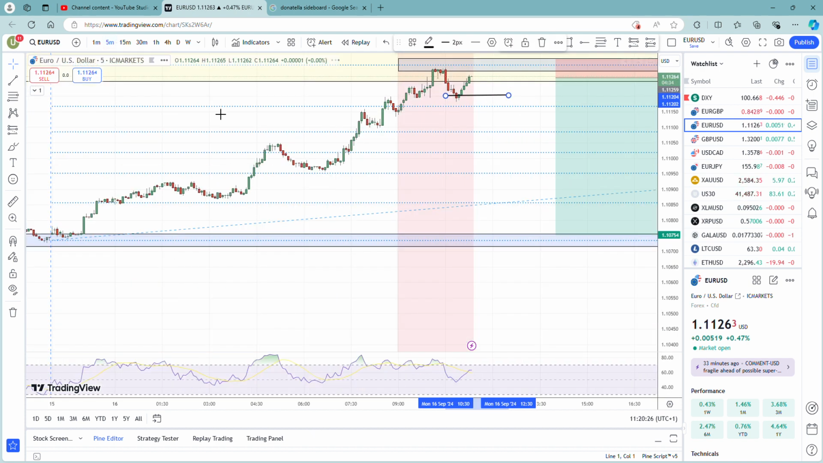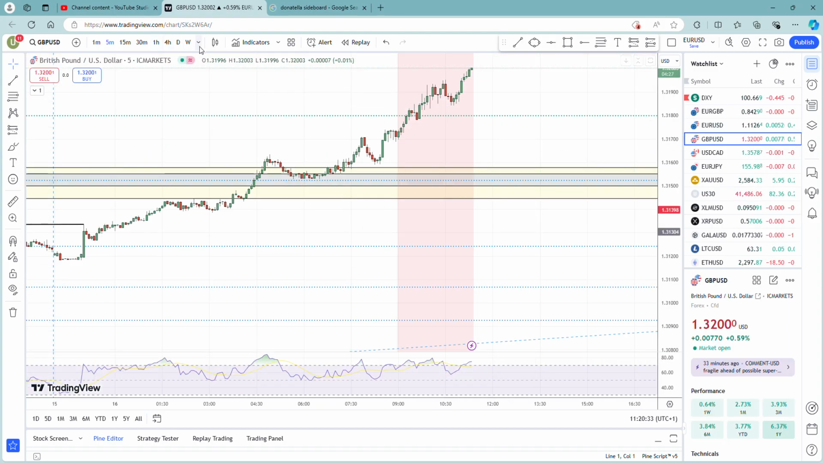It'd be a better entry. So yeah, it's still not ready. So we'll have to wait and see. I'll have to monitor this, but potential sell trade on Euro USD.